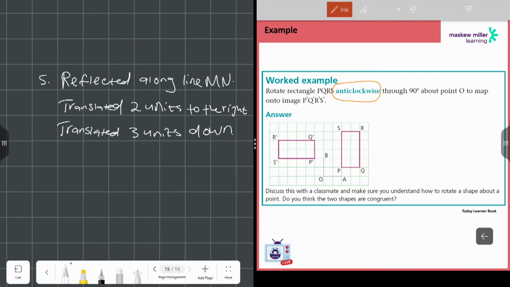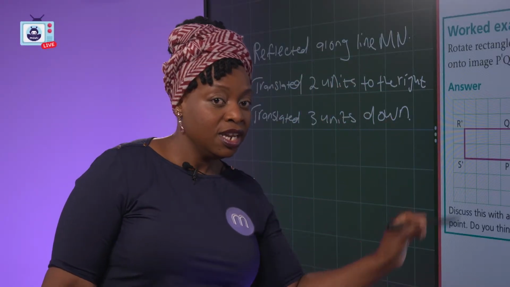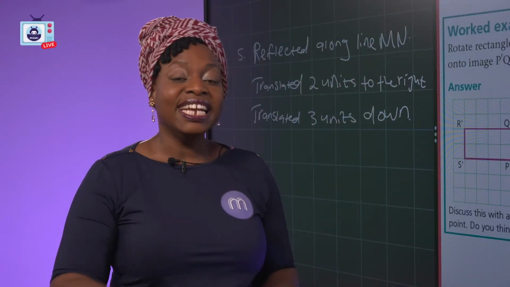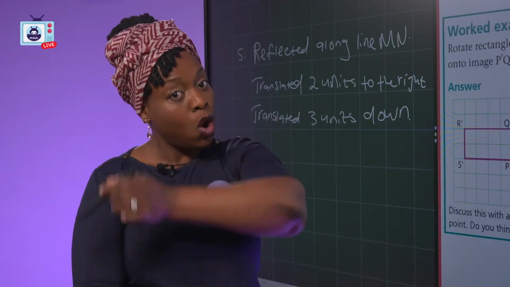I'm just highlighting it so that you remember. So normally when we say anti-clockwise, you guys know how the clock goes, right? Usually it goes like tick, tick, tick, tick, to the left, right? Anti-clockwise goes to the opposite. Anti simply means opposite, right?